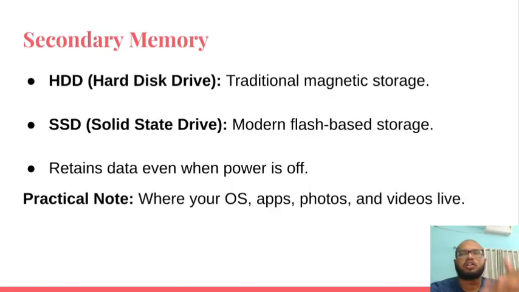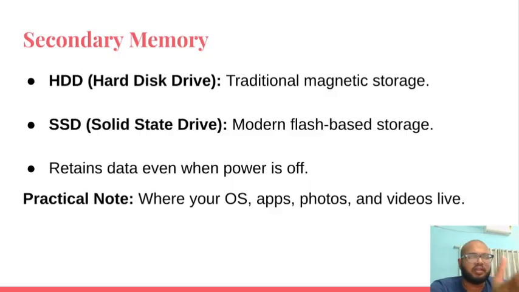So now let's talk about the main thing. Why are we here? It's secondary memory. So today's focus is on secondary memory. We have two types of secondary memory. One is the HDD, which in simple terms is called a hard disk, and the second one is a solid state drive, or an SSD.